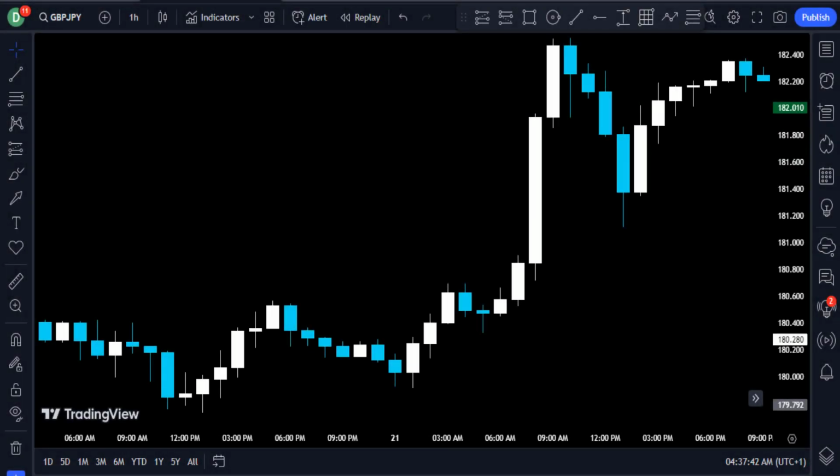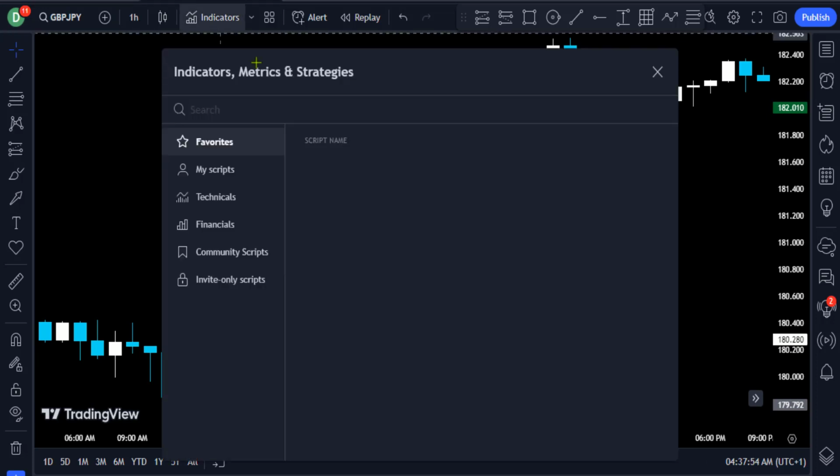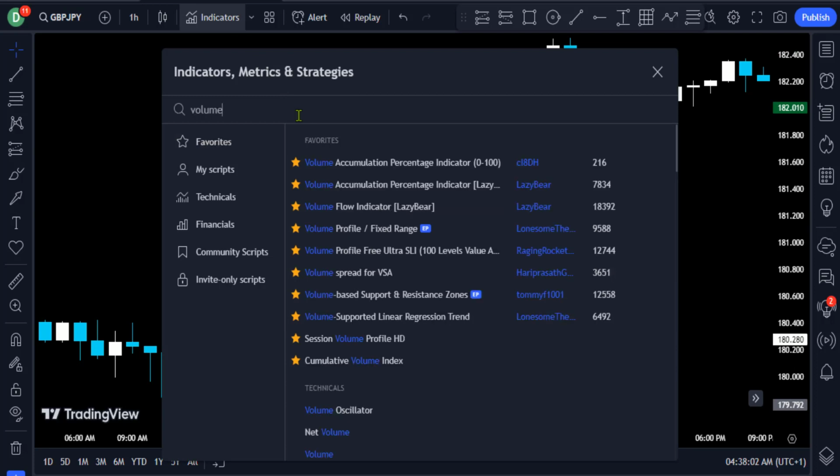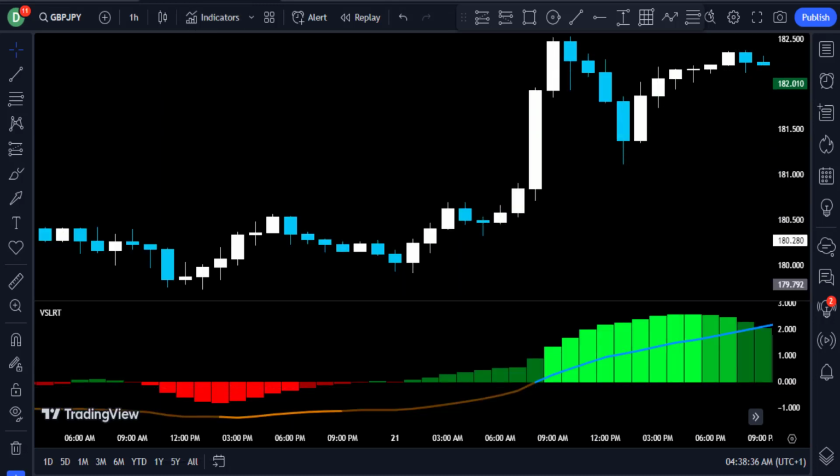Here on the chart, we are open to the price of the British pound with the Japanese yen currency pair, and on the 1-hour time frame. Now, go to the Indicators tab again and search for the third indicator, which is the volume-supported linear regression trend indicator. You're going to click on this one created by Lonesome the Blue to add the indicator to the chart. Now, let's go ahead and explain this indicator.